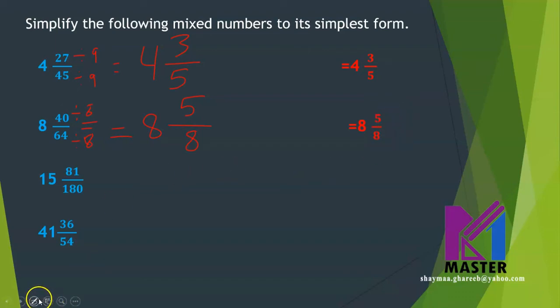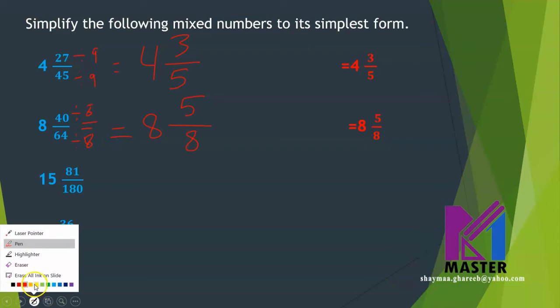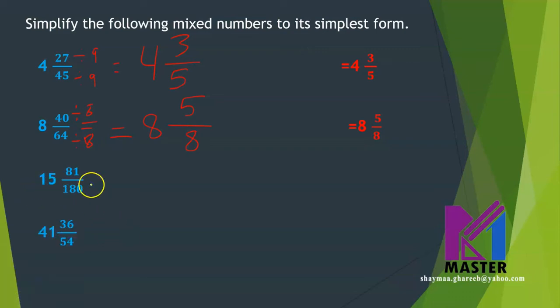Let's do the next example. 15 and 81 over 180. What do you think here? 81, do you remember this number? It can be divided by 3 because the sum of the digits is a multiple of 3, which is 9, and also it can be divided by 9. So which is easier? I will divide by 9 up and down.